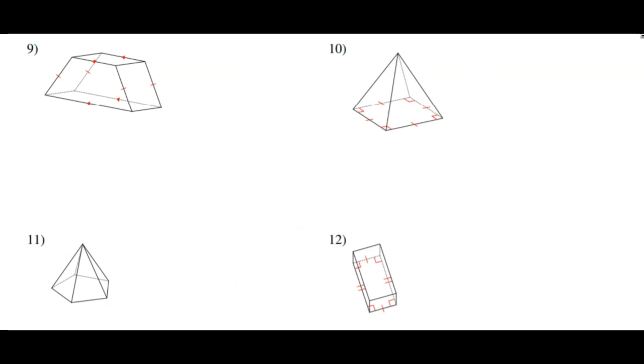All right, try out 9 through 12 here. Number 9 is kind of like number 3. We've got, once again, a trapezoidal prism. Sides are rectangles. The two congruent bases there are trapezoids. Number 10, we have a square base, and it's just one base. The sides are triangles, so we have a square pyramid.